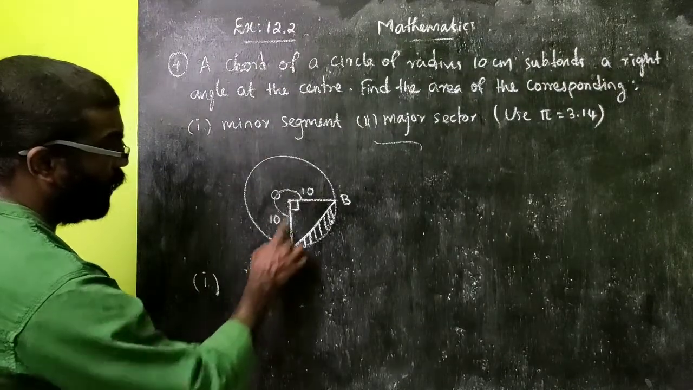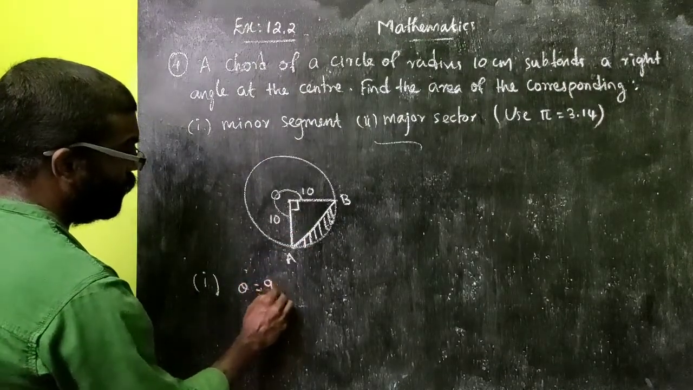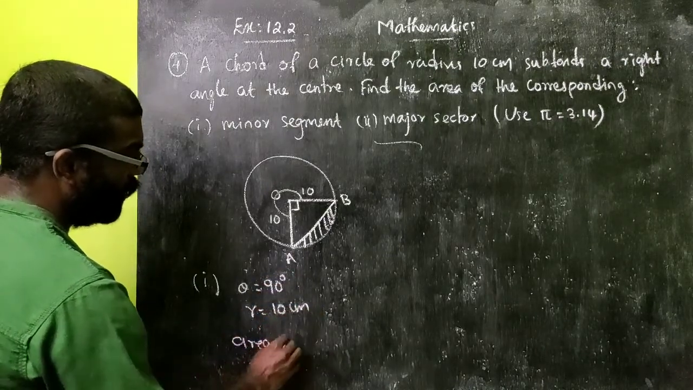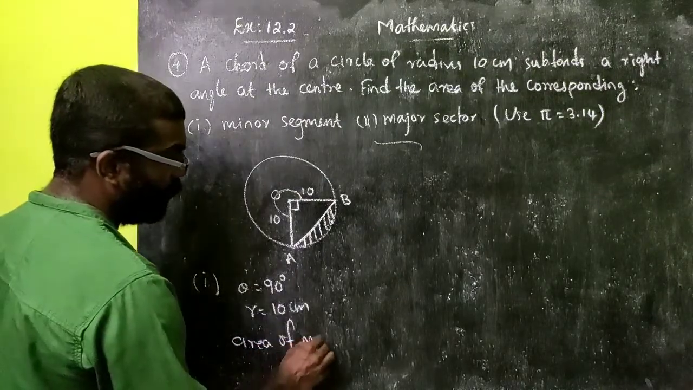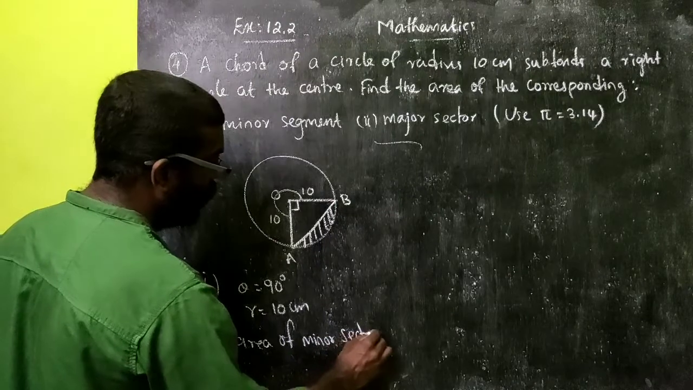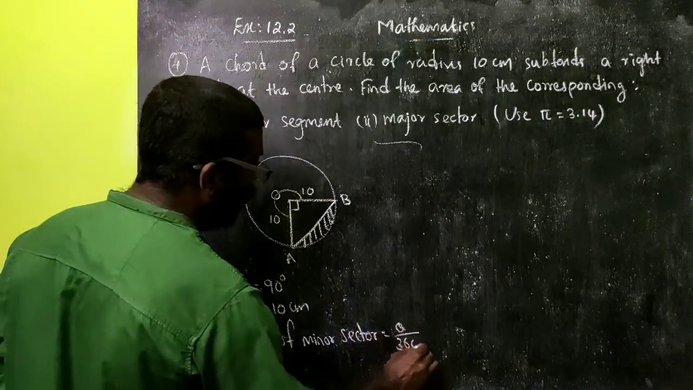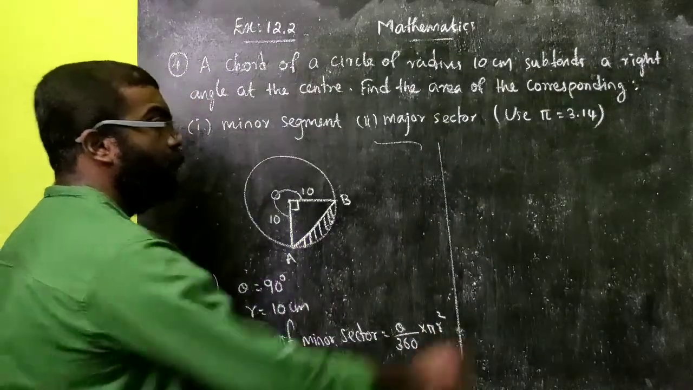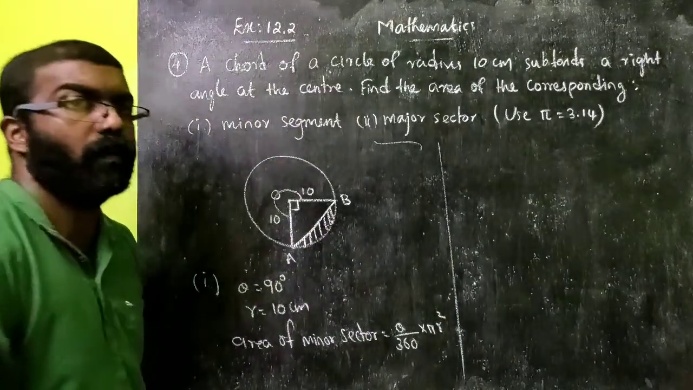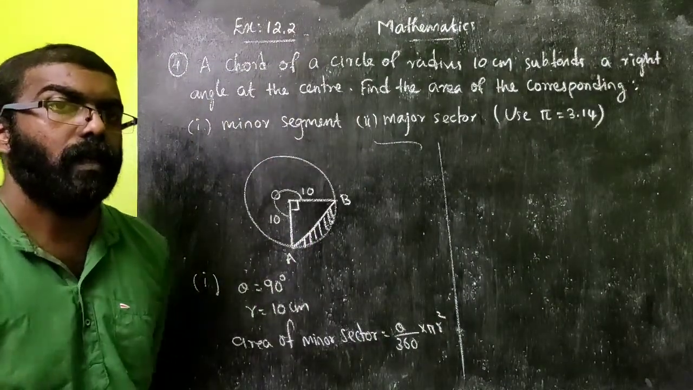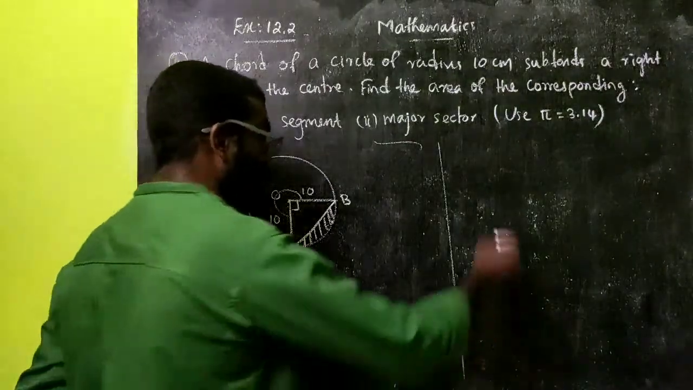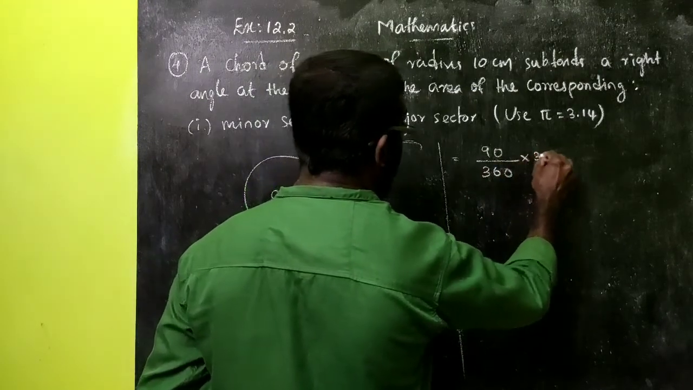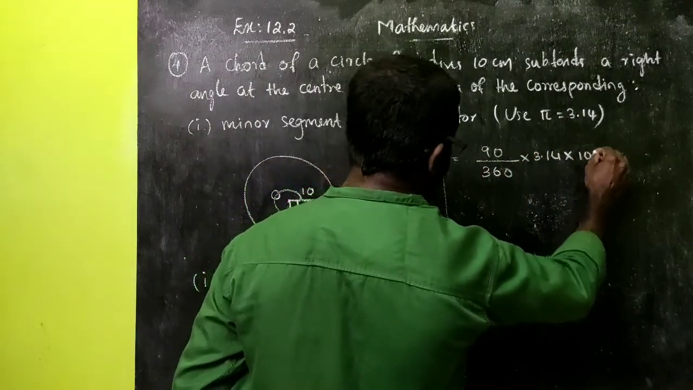So for that we can find the area of the sector. Theta is equal to 90°, R is equal to 10 centimeter. So area of sector, here sector means minor sector, is equal to theta by 360 into pi r square. And one more thing we are given is, use pi is equal to 3.14. Pi value we have to use as 3.14. So here theta 90 by 360 into 3.14 into 10 into 10.